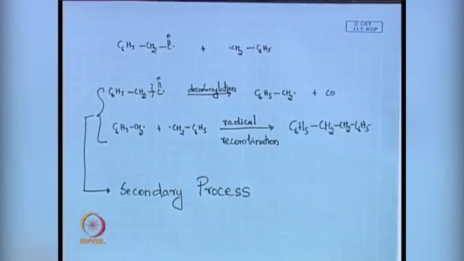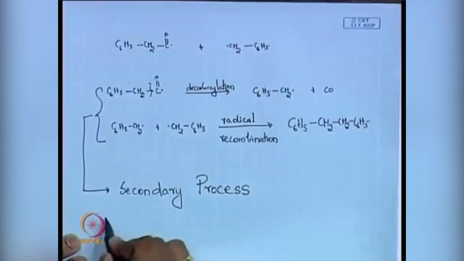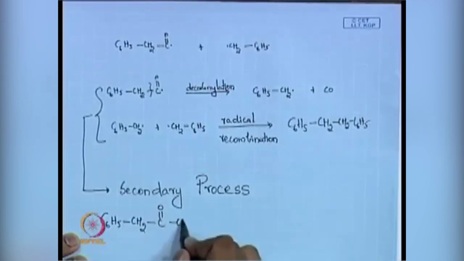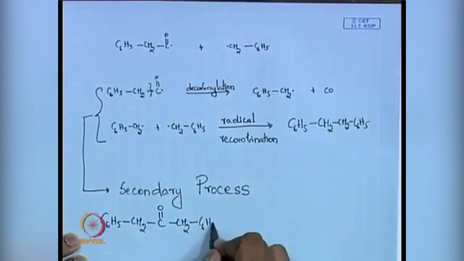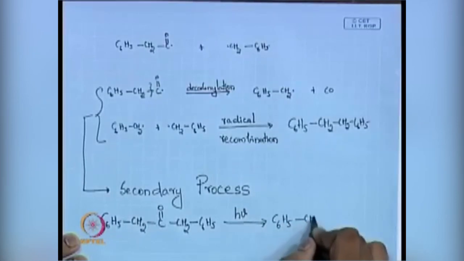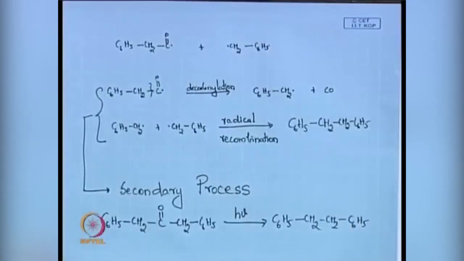So, in the primary process, it is the photochemistry happening place, where you have formation of acyl as well as alkyl radical. In the case of your secondary process, it is radical chemistry. So, you get an acyl radical, it undergoes a decarbonylation to give you an alkyl radical, which then undergoes a radical recombination to give you the product. If I write, then I have C6H5CH2 carbonyl. This is the overall chemistry of this.